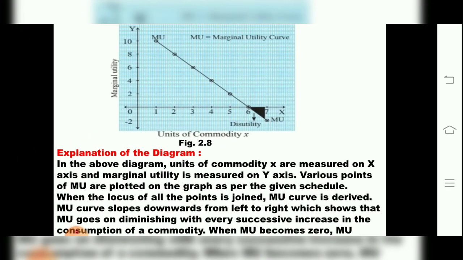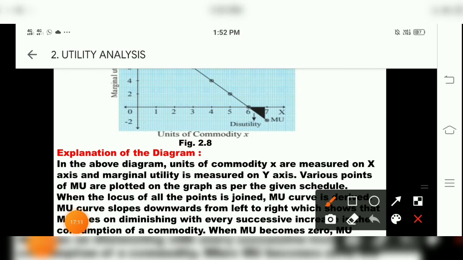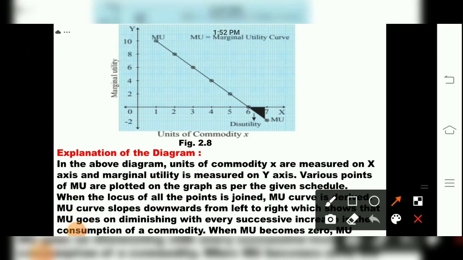On the x-axis, what we have written is units of commodity, children. Just see over here, x-axis has units of commodity mentioned. Y-axis is marginal utility as per the table. Then what you see over here, we have plotted the points, that is 1, 10, then 2, 8, then 3. See the points we have plotted. Then up to 6 it becomes 0 and 7 minus 10.